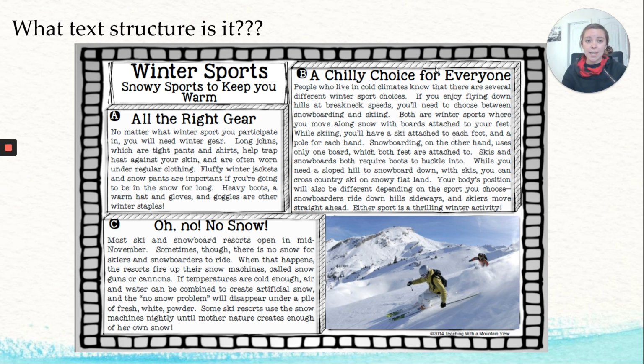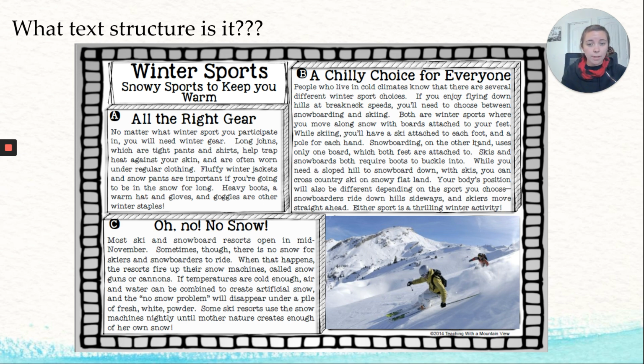Paragraph B, man, this one was super simple as I was reading it to figure out what it is. Okay, it uses words like both. It also used the words like on the other hand, or it said something, where was the other one? Both.